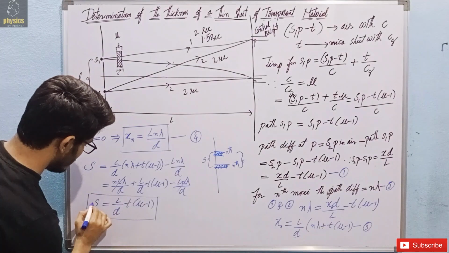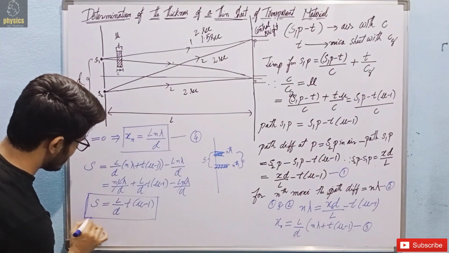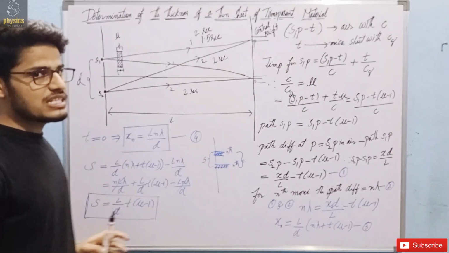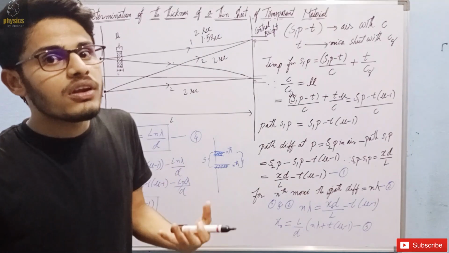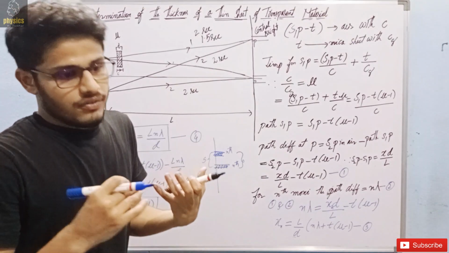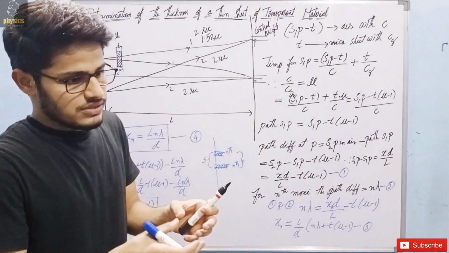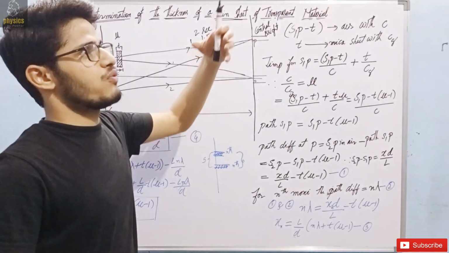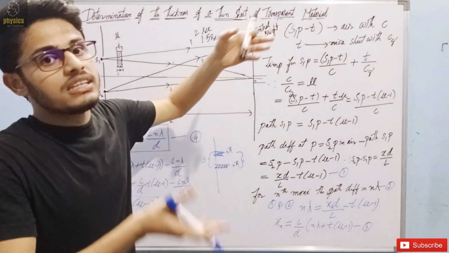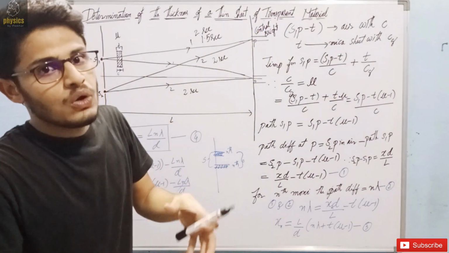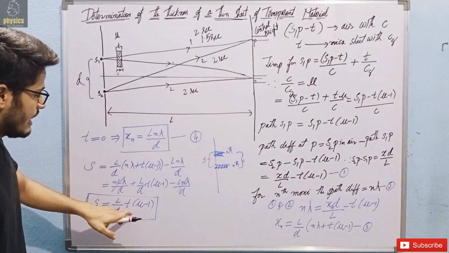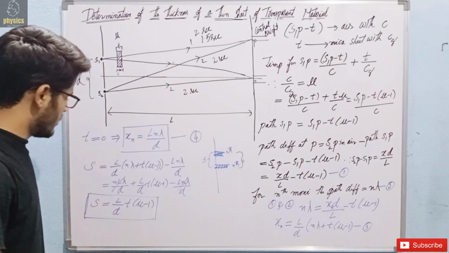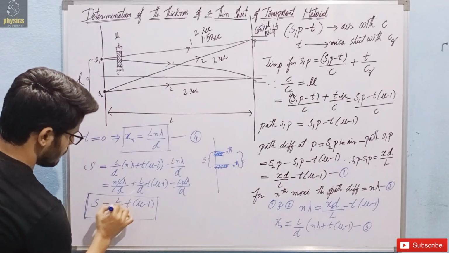So you see in the expression of the displacement there is no dependence on n. n stands for the order of the fringes. Whether it is for the first fringe or the fourth fringe or any fringe, the shift, the displacement would be the same. That's why there is no dependence on n here. The equation is free from n.